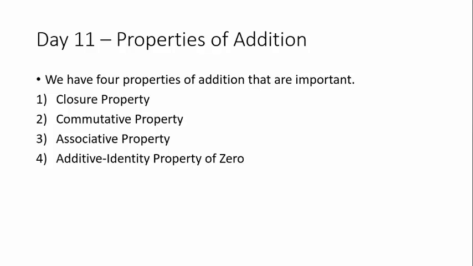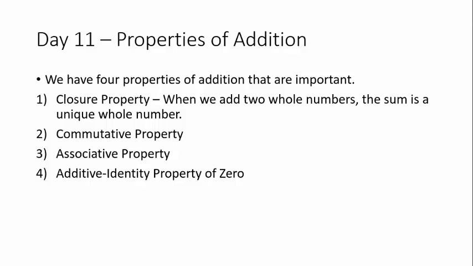We have 4 properties of addition that we want to go through right now. The first one is the closure property, and then the commutative property, the associative property, and the additive identity property of 0. Let's define each one of these. The closure property means that when we add 2 whole numbers, then the sum is also a whole number. So the result is in the same set where we got the 2 add-ins.